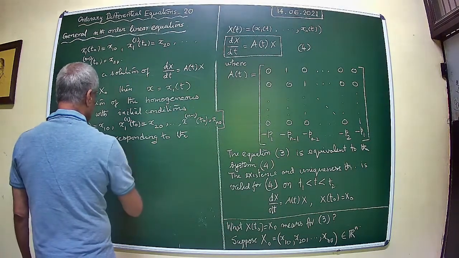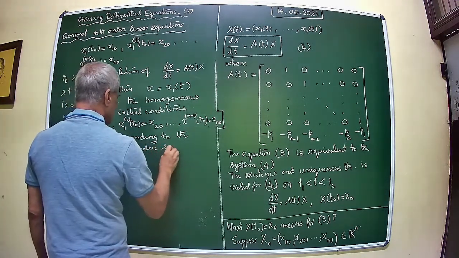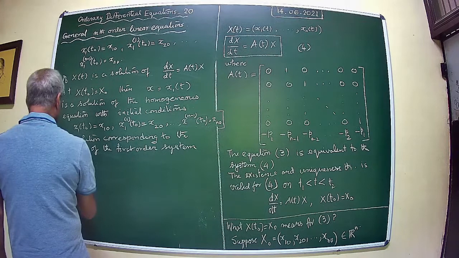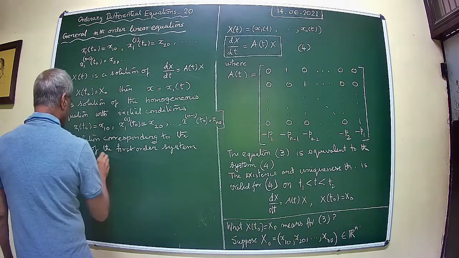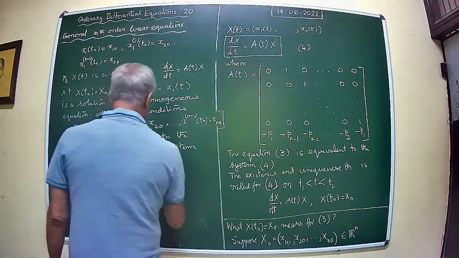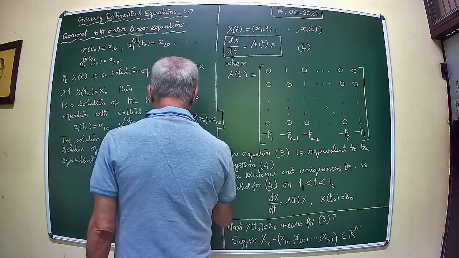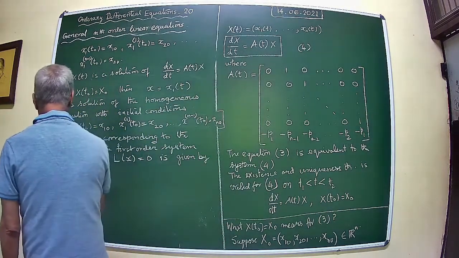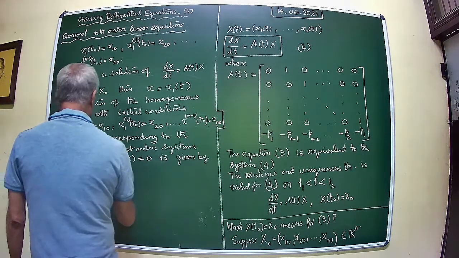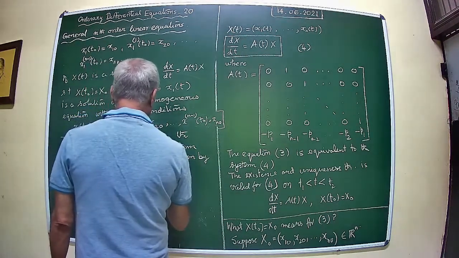Of the first order system equivalent to Lx equal to 0 is given by the first component of the solution of the system.